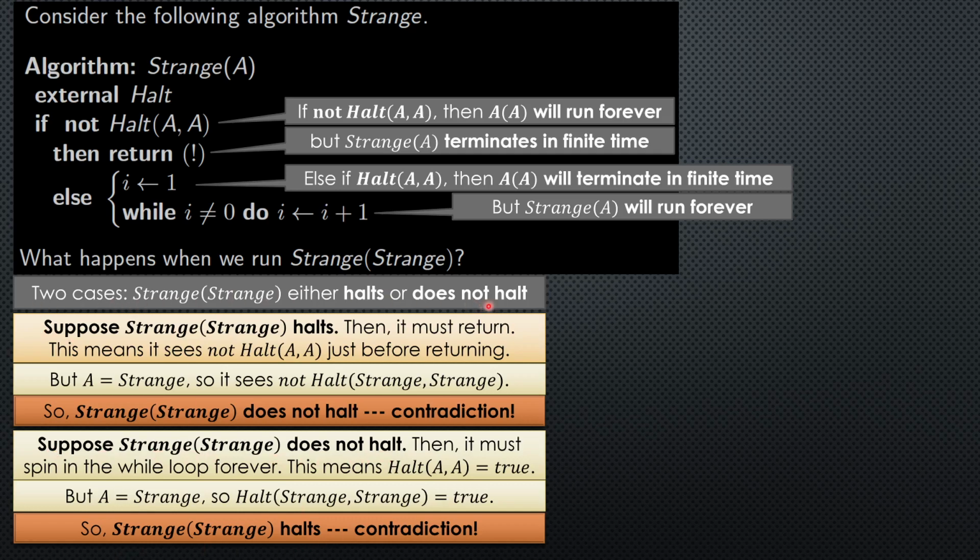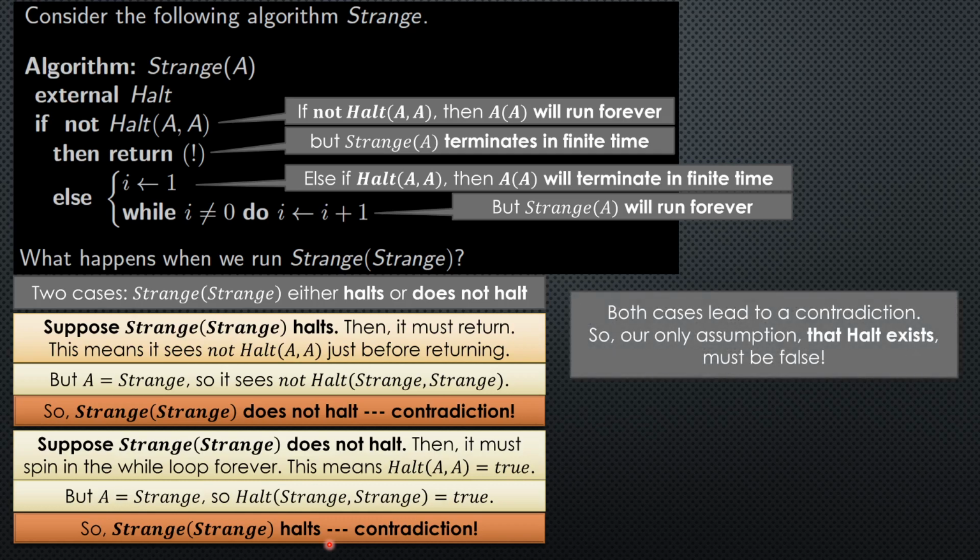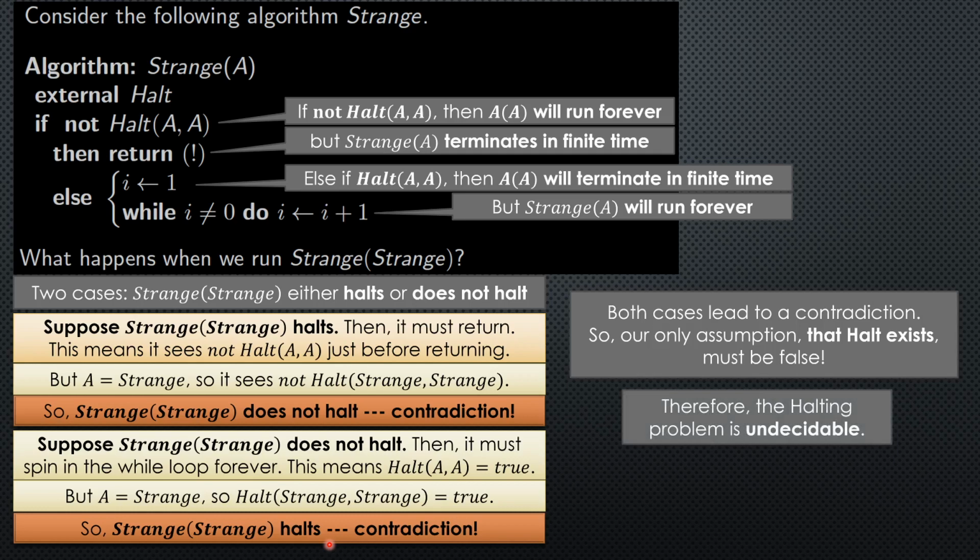So these are the only two possible cases. Both of these cases lead to contradictions. Is there any assumption that we've made that led to these contradictions? Yeah, the only assumption that we've made in this whole proof is that halt exists. So that assumption must be false, because every possible case leads to a contradiction under the assumption that halt exists. So halt cannot exist. That means we've proved there cannot be an algorithm that solves this problem for every input, because if there is an algorithm halt that solves this problem for every input, it must solve the problem for strange as an input.